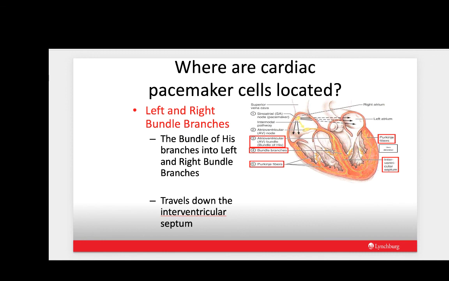And so now what's going to happen is that the bundle of His is going to branch. You can see it's going to come down, and now in that interventricular septum, it's going to branch out into a left and a right bundle branch. Okay, and that's what we see here. Left and right bundle branches. These are going to take that impulse down the interventricular septum.